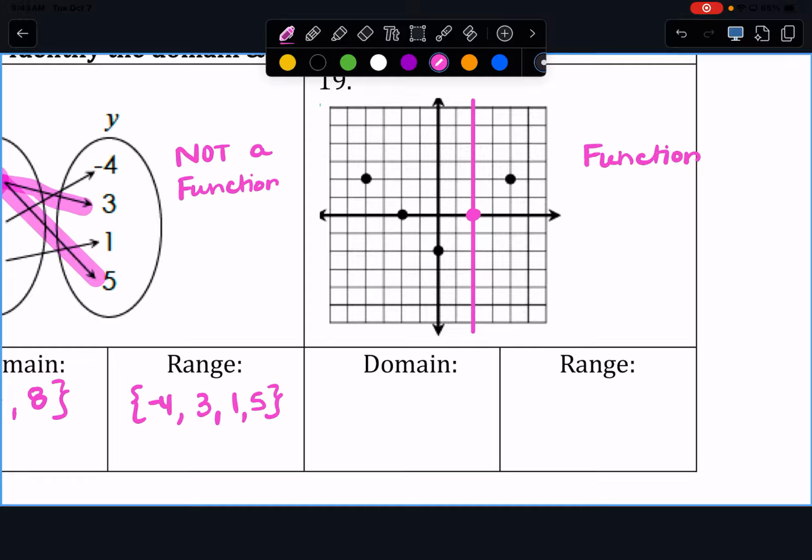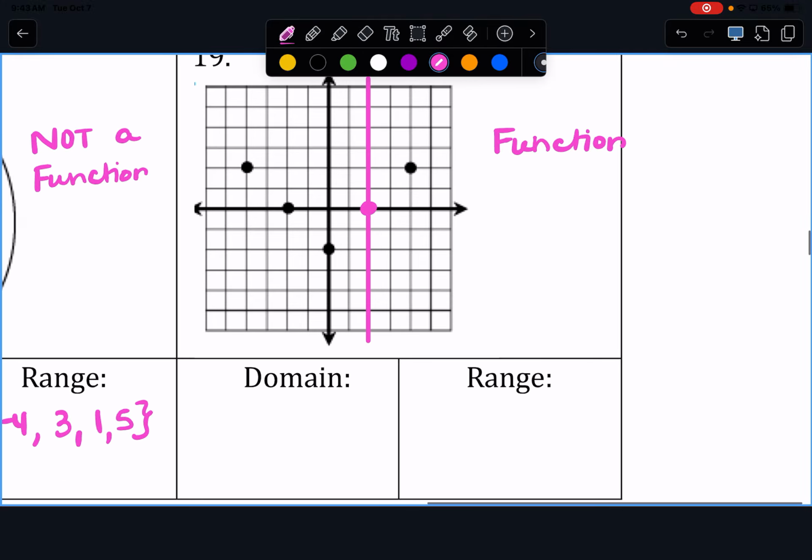Okay. So for domain, I look at my x values of those points. What is the x value of this point? -4. What is the x value of this point? -2. And 0, and 2, 4. So our domain is -4, -2, 0, 2, 4.